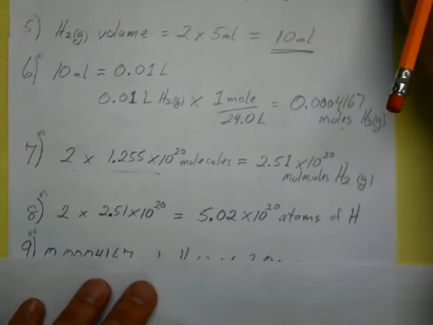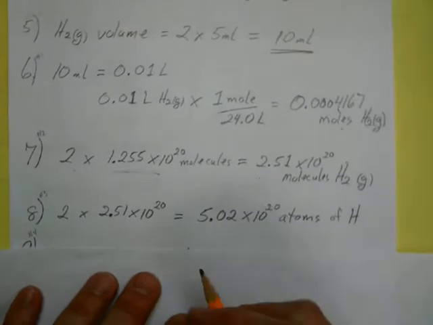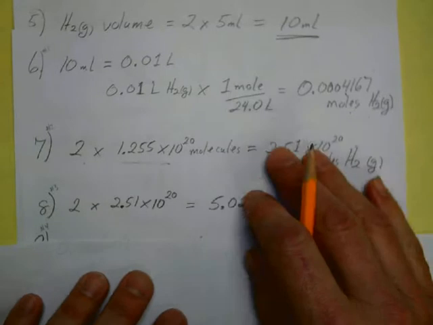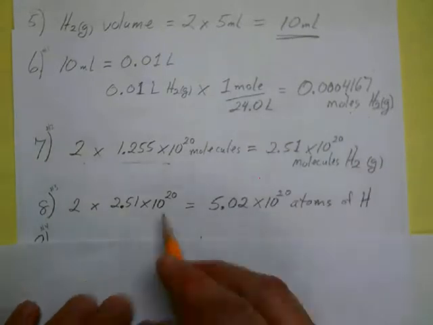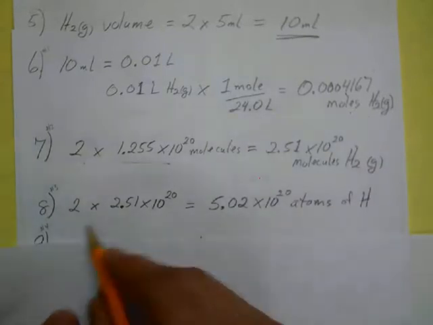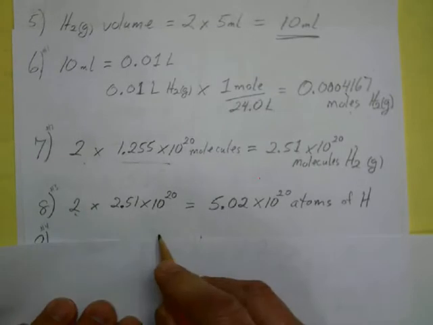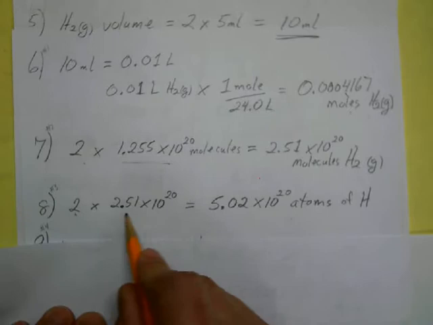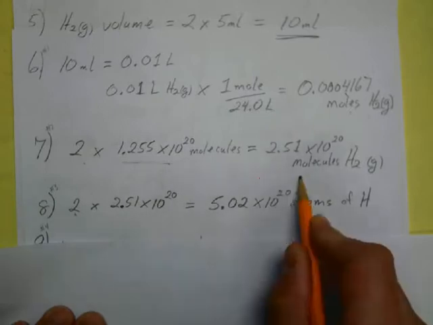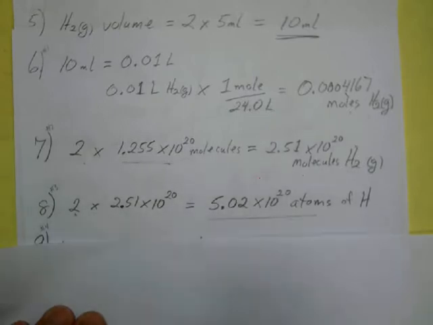And then number 8 is like number 3 above. It asks for how many atoms of hydrogen. So you take 2 atoms in each hydrogen gas molecule, multiply it by the number of molecules, which we got here, then you get this many atoms of hydrogen, 5.02 times 10 to the 20th.